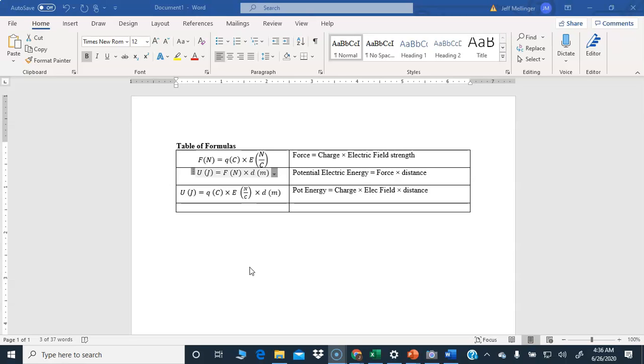So in this case, we can say that potential energy is equal to the force times the distance over which the electric field is spread. And then finally, they can expand that out since force equals Q times E, that potential energy equals Q times E, that's force, times distance.